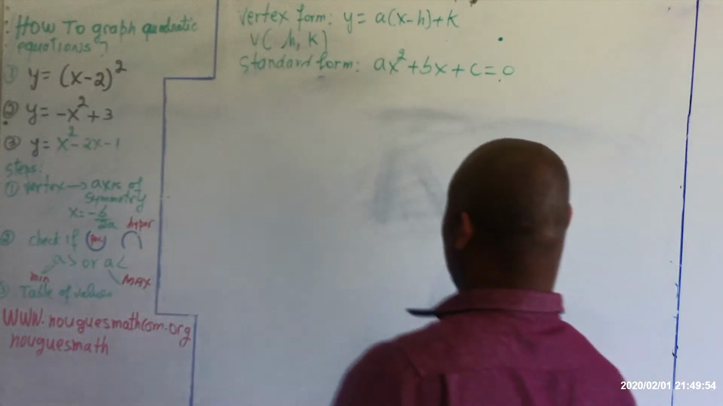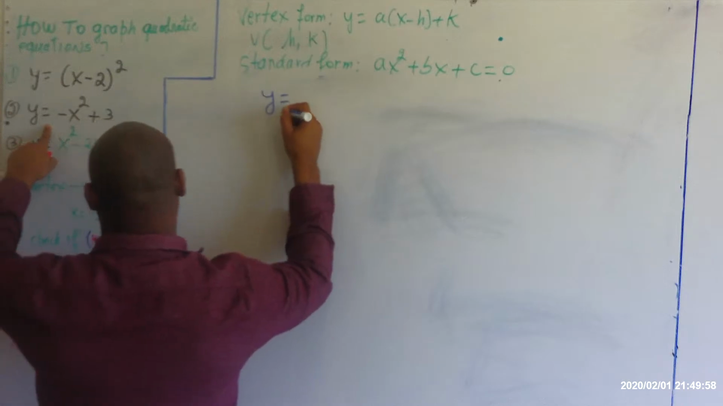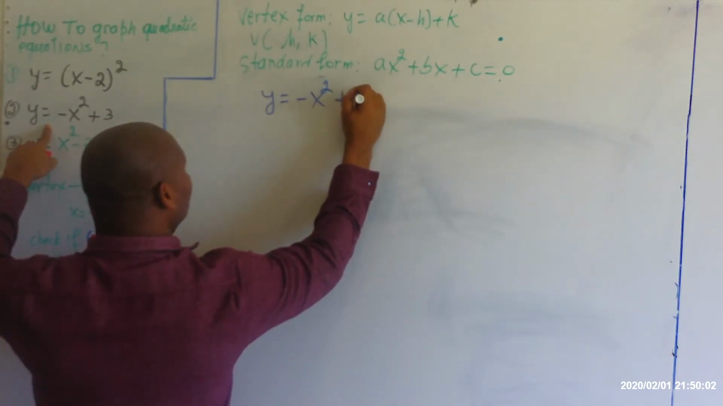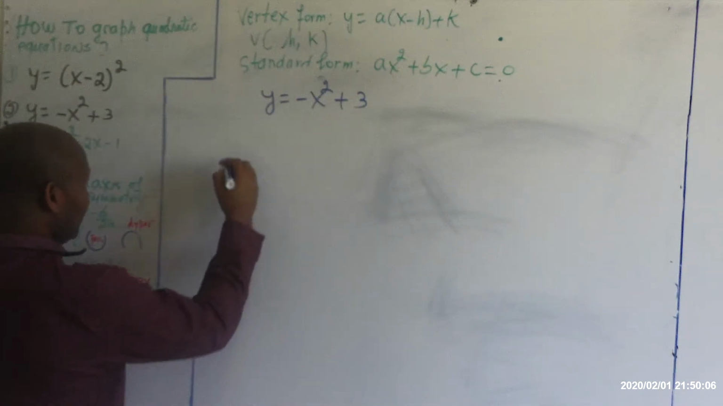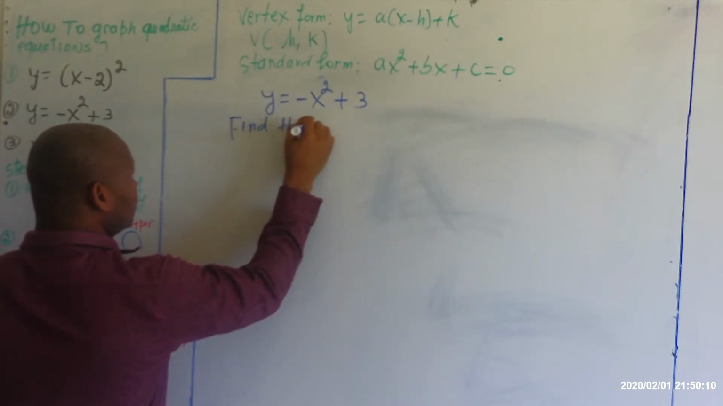We're going to grab the second equation. The second equation is y equals negative x squared plus 3. Alright, first step is finding the vertex.